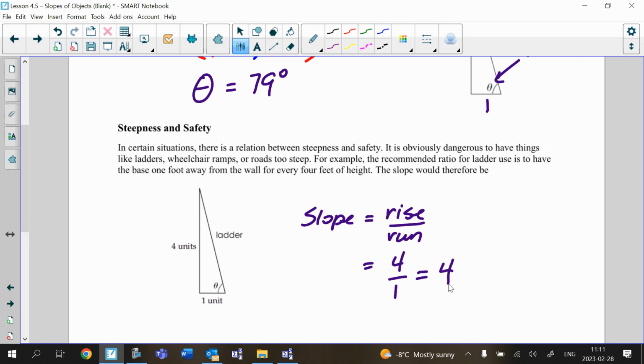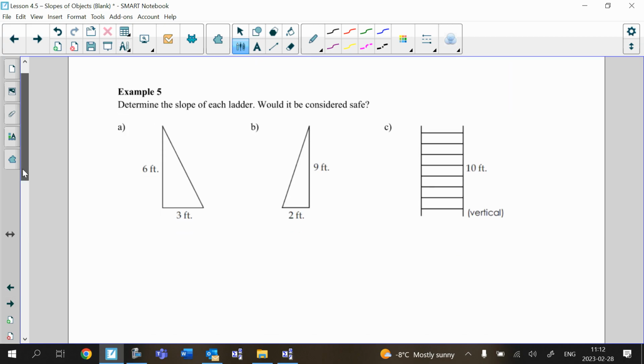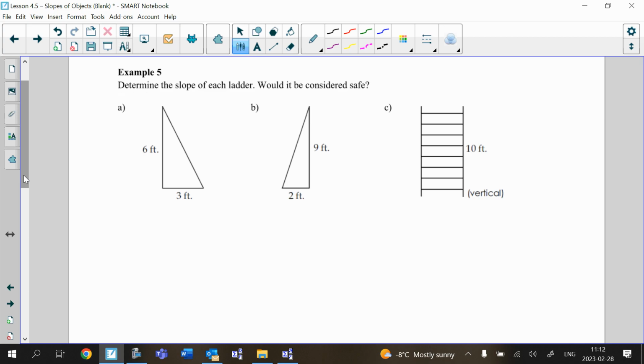So let's look at these ones. 3 examples here. We want to find the slope of each and determine whether they are safe or not. Remember, it's got to have a slope of 4 or less, not more. Because if the slope's higher than 4, that means it's steeper and unsafe. A and B are good, C is not.